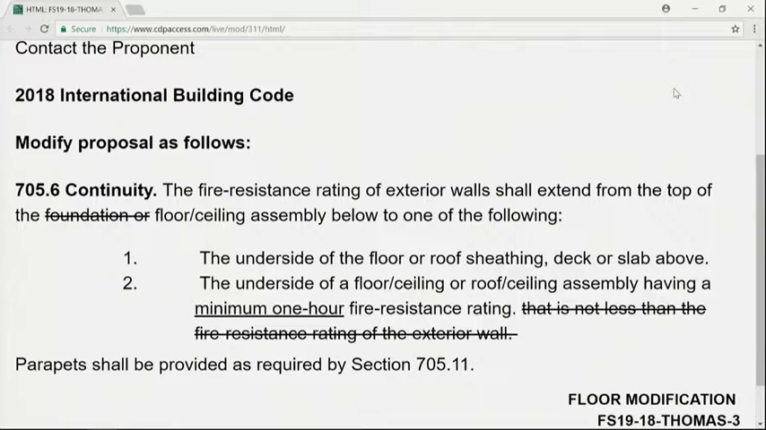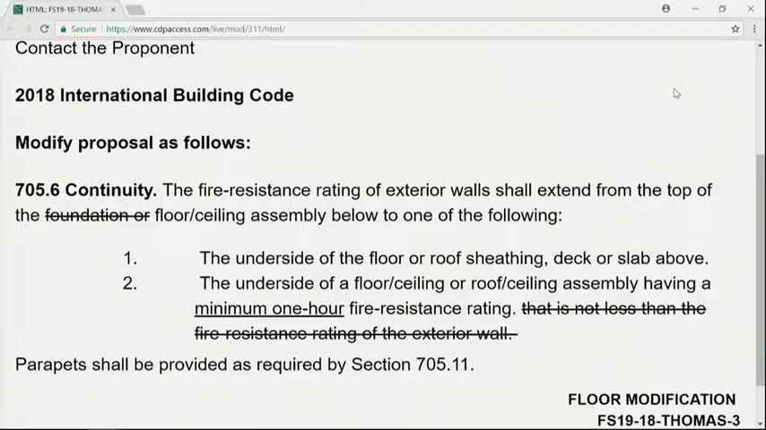Okay, thank you. Question, Steve. Yes, sir. When you delete the word foundation, the sentence now says the exterior wall shall extend from the top of the floor assembly. Usually when you extend, you go up, not downward. So how do I go upward from there? You extend from the floor ceiling assembly up. This is the same language we use in all the other fire assemblies. So that's all I tried to do, be consistent.